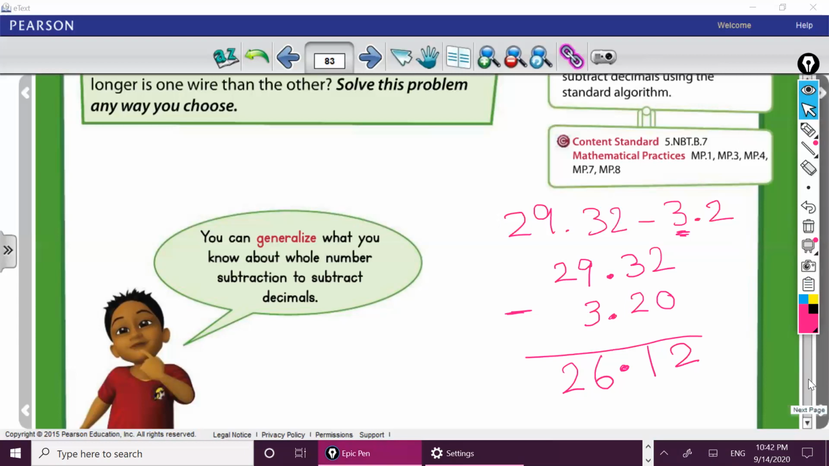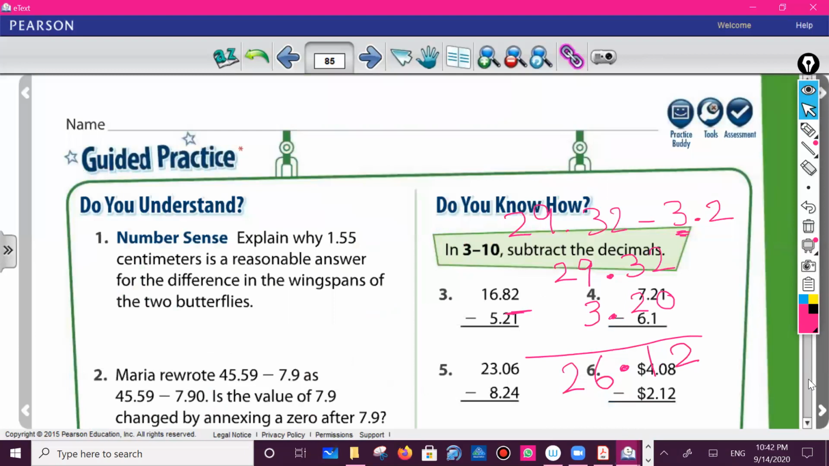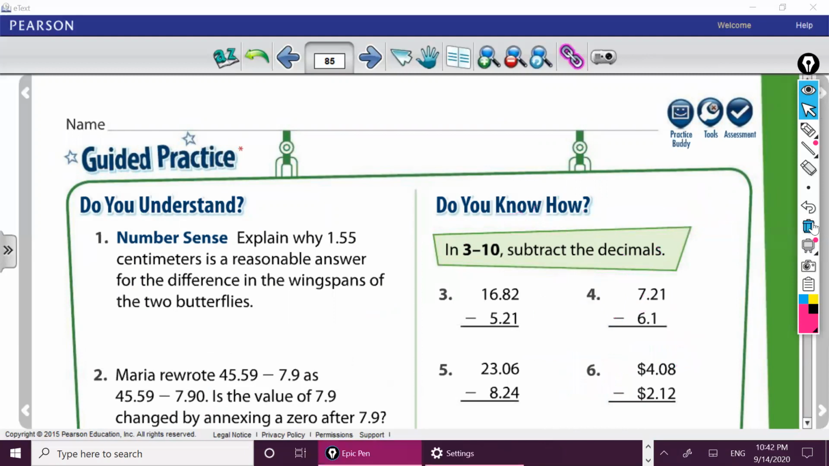On page 85, we will start to answer first. Number 3. Attention here. Here in 3 till 10, subtract the decimals. First, I will look at the decimal places. Do I need to add any zeros? No, they are the same. Here 2 digits and here 2 digits. Then I will subtract as usual.